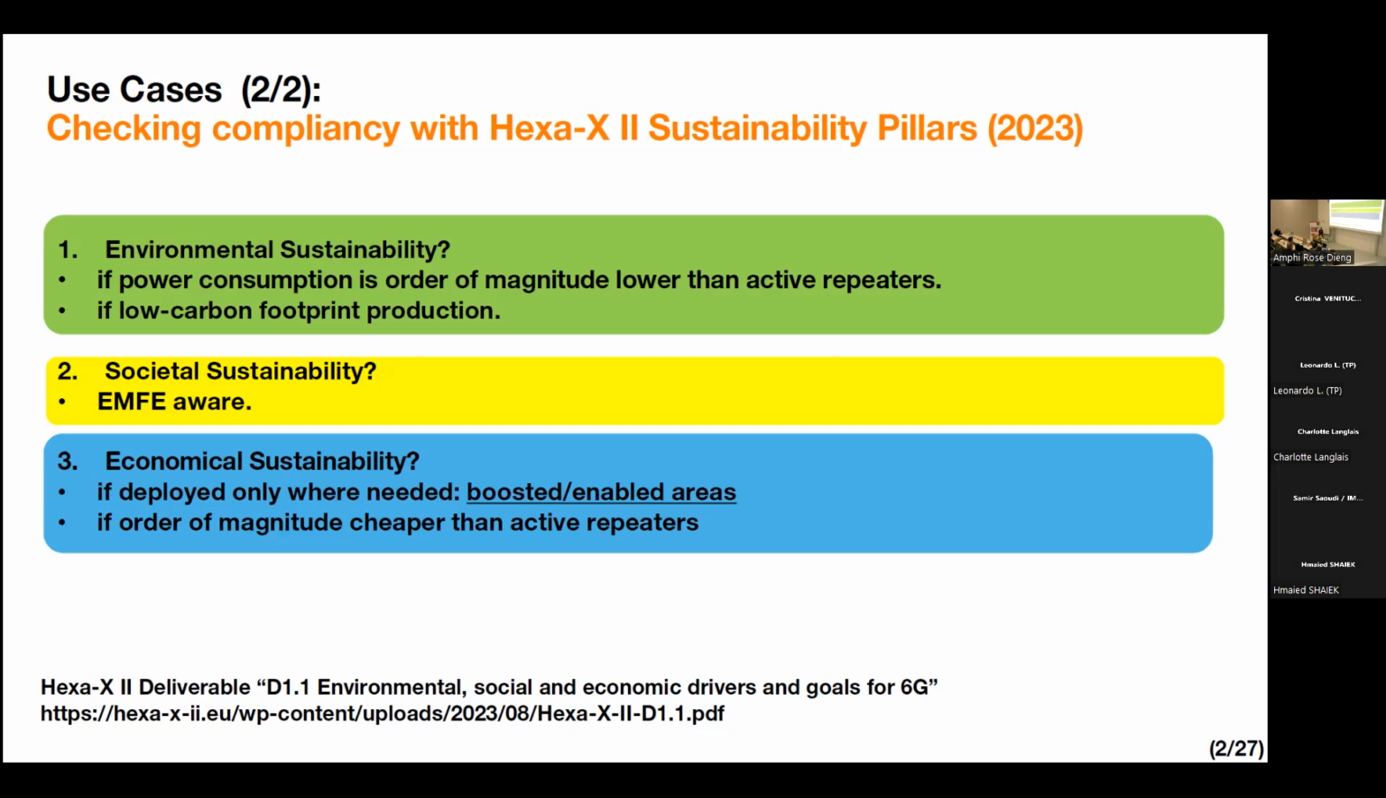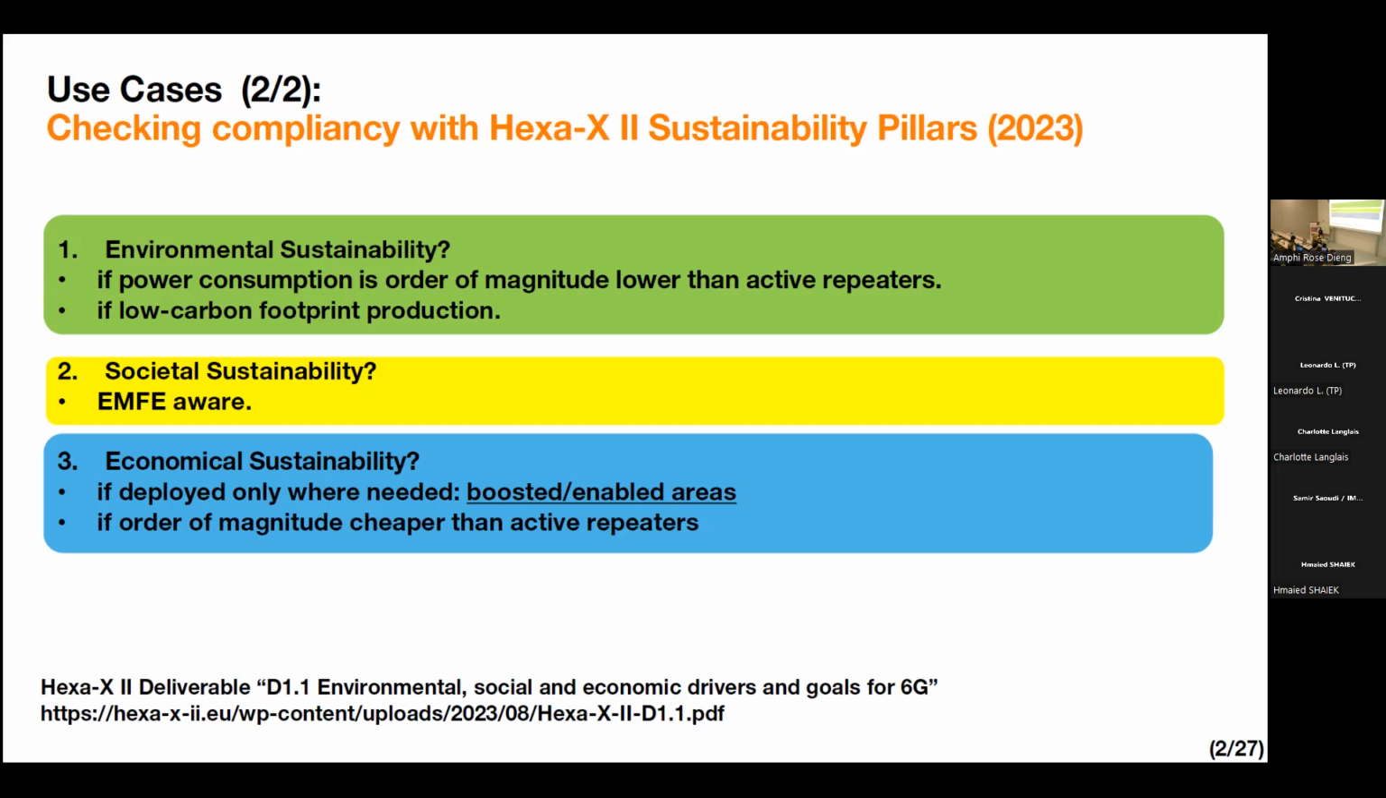kind of. If you look at environmental sustainability, it should be okay at two conditions. If the RIS is at the end one order of magnitude lower in power consumption than an active device, not twice lower, one order of magnitude lower. I will show you some evidence that it seems possible, based on our collaborations with partners. And the second point, and the problem is I have not seen so much evidence that it is feasible today, is a low carbon footprint design of such equipment.